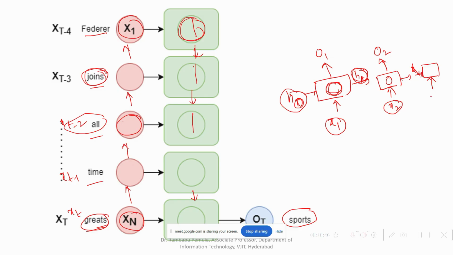At t minus 1, this is xt, and we are going to get the ht, and we are going to get the ot. So like that, we are going to generate the outputs here. Simply, this is called a recurrent neural network. This can be represented in only a single network, like here.